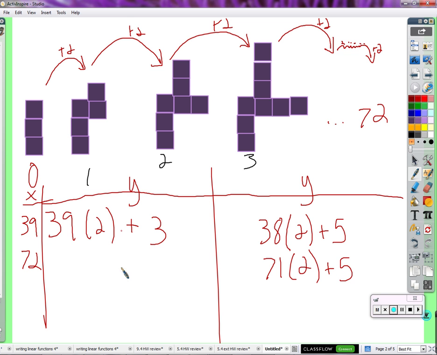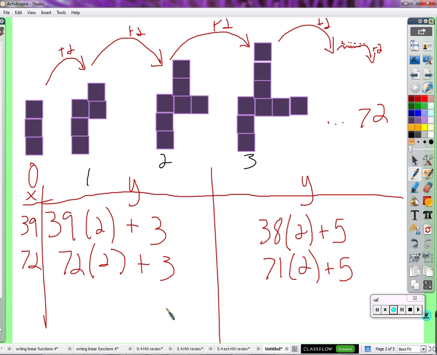Okay. Well, what about this way? How about starting from figure 0 instead? Is that going to work? 72 times 2 plus 3. Figure 0 has 3. So start with 3.